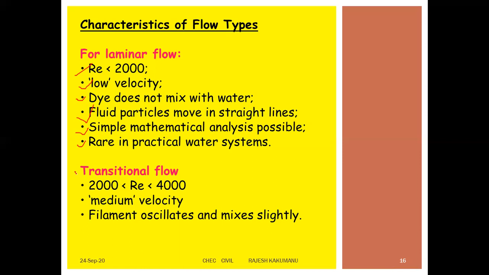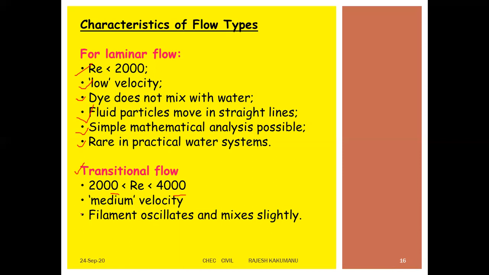Next one is transition flow. The transition flow lies between Reynolds numbers of 2000 and 4000. So these lie in between 2000 and 4000. Next, medium velocities. So the velocities here are generally medium velocities.